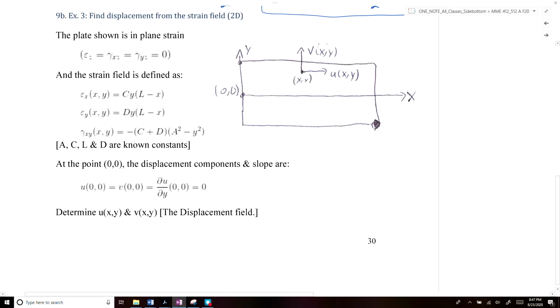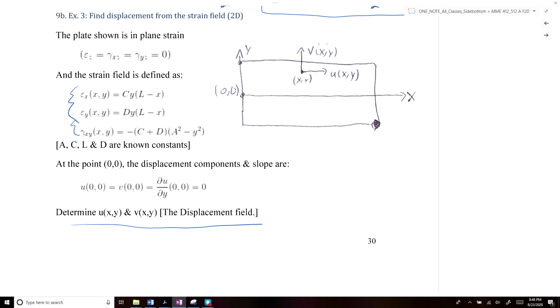In this example problem, we're going to solve for the displacement field, u of x,y and v of x,y, using the strain field. So in this problem, we're given the strain field as epsilon x, epsilon y, and gamma xy. We're given them as functions of x and y and some other known constants.